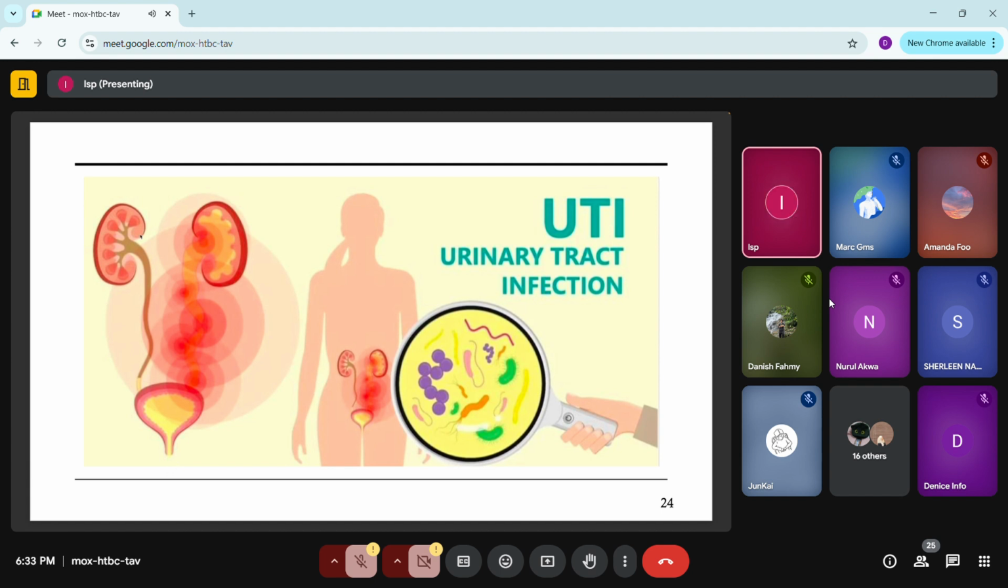So you guys can see my mouse, right? So the kidney and your ureter, this is upper. This is our upper system. This is your lower system.